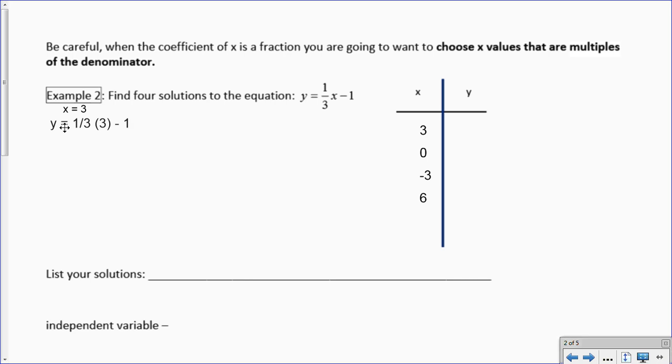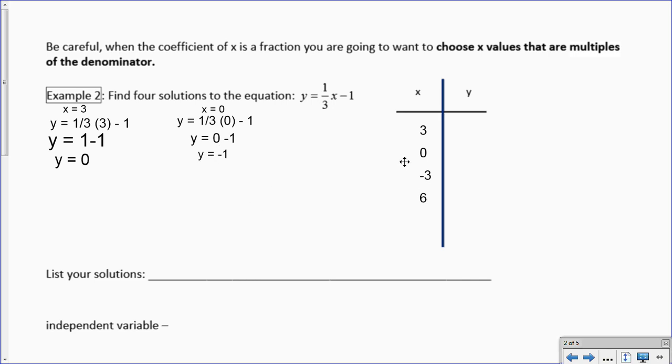So I plug that in. So I'm doing 1/3 times 3, which is positive 1. So I have 1 minus 1 gives me the y is 0. Okay? Do the same thing with the next value, 0 for x. Plug that in. 1/3 times 0 is 0. 0 minus 1 is negative 1.